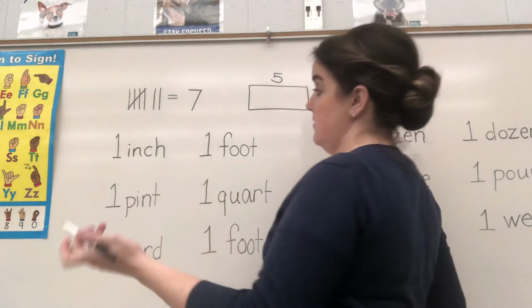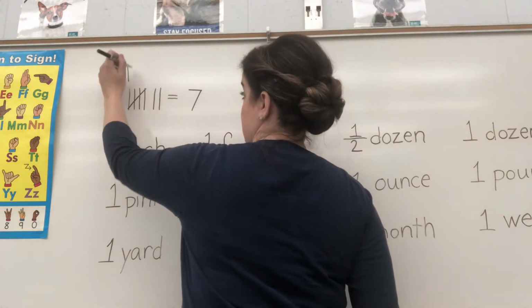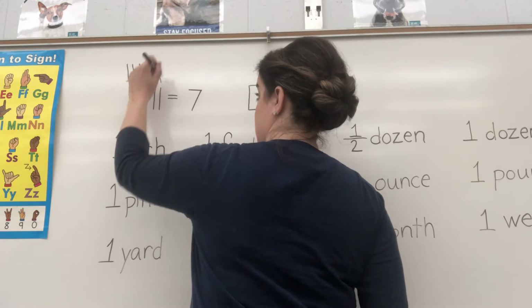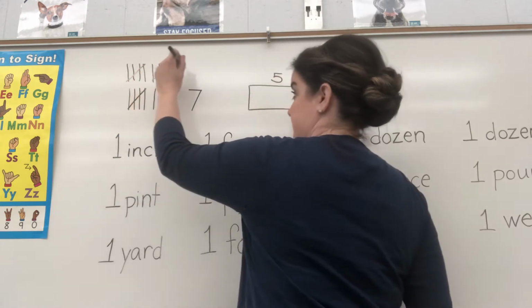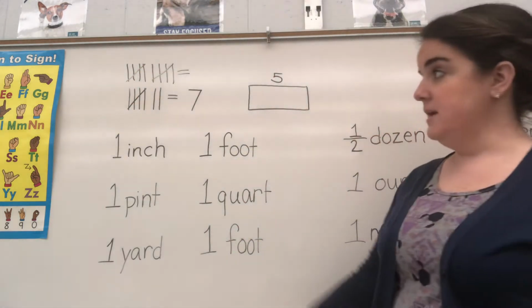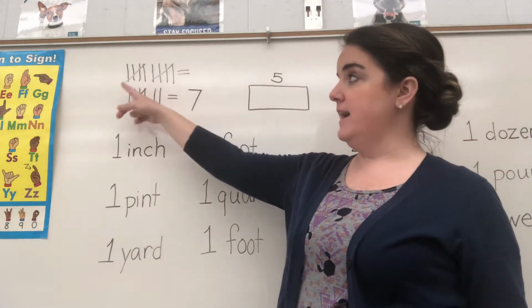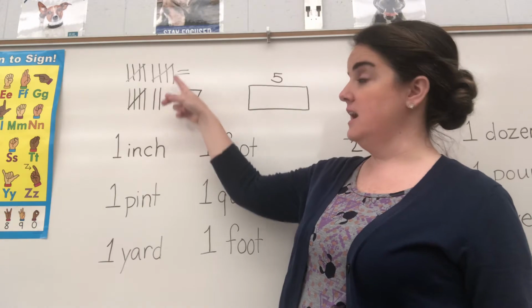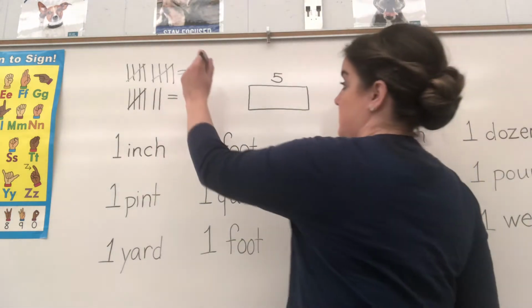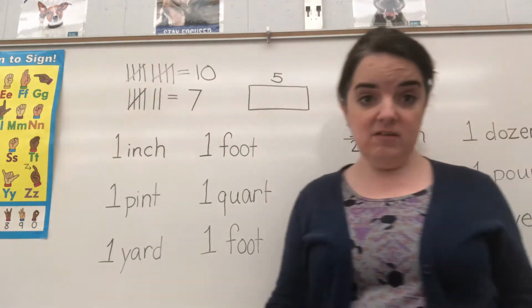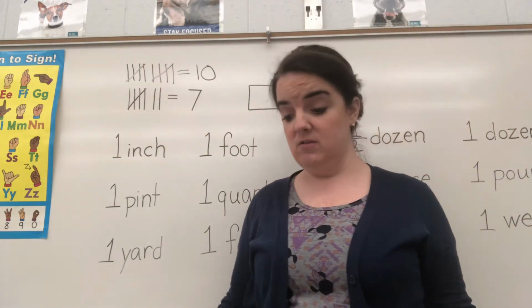Now let's say you have this. Let me draw some more. How many would this be? Ready? Let's count them. Go. 1, 2, 3, 4, 5, 6, 7, 8, 9, 10. So that would be 10. So you're going to have to count all of the tally marks and write the correct answer next to it.